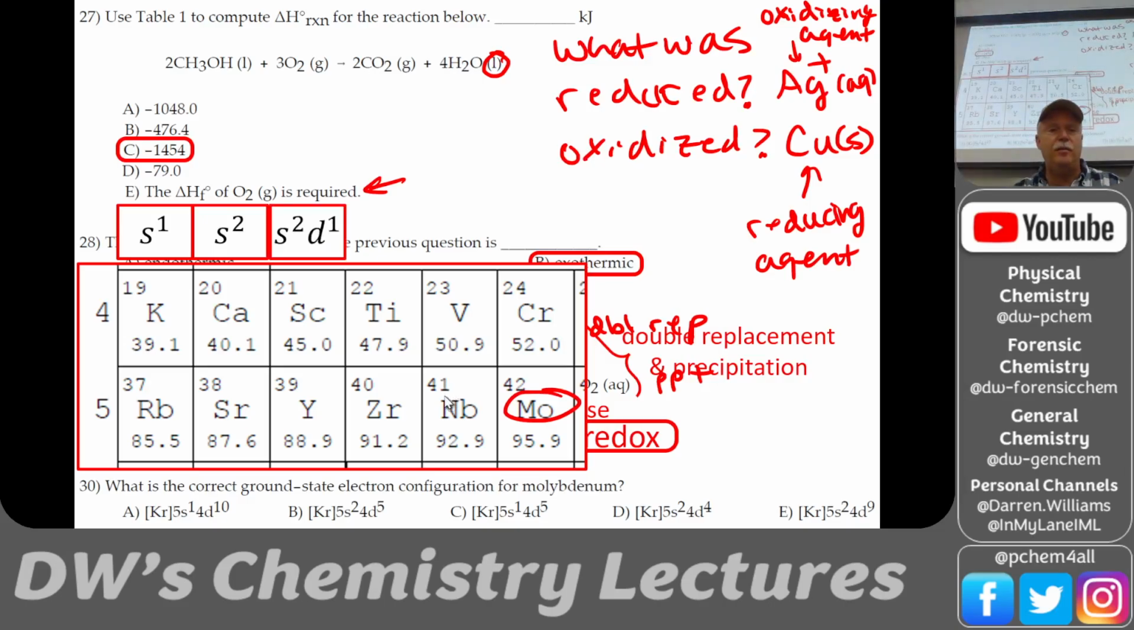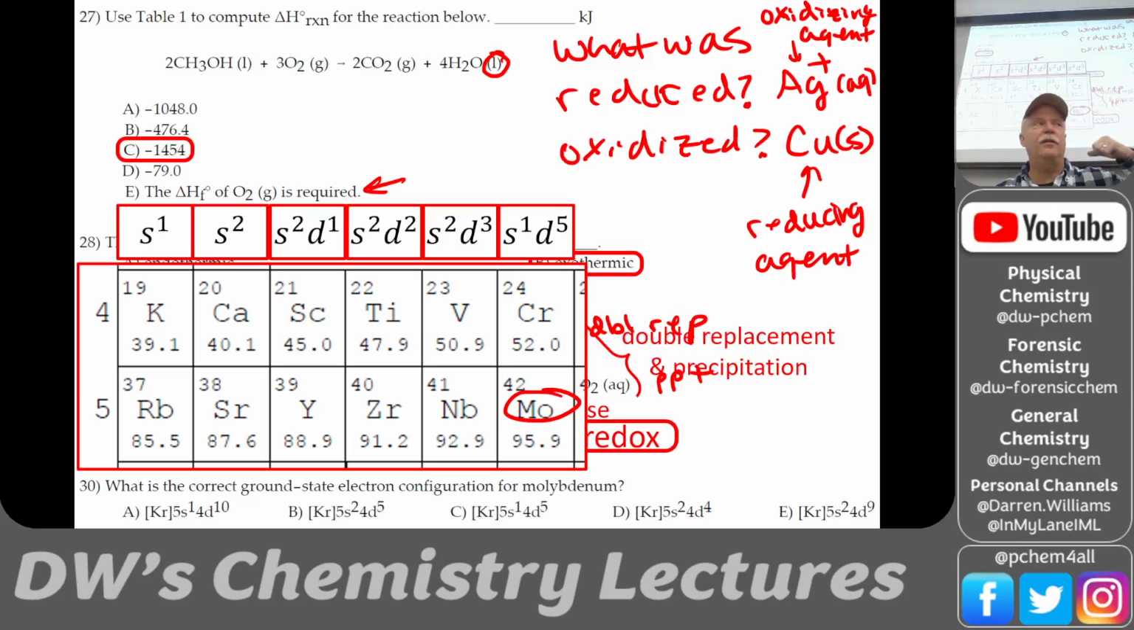So scandium is going to be S2D1. Then titanium group is D2. Vanadium group's D3. But we're getting close to D5. And so when we get to the chromium group, we steal an electron from the S and make a D5. And so molybdenum is going to be an S1D5. But what's the first number that we have? We come over here and we find that it's on row 5.